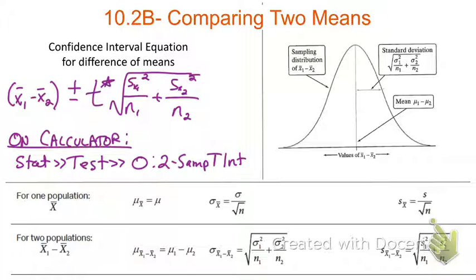Okay? So just to make sure you guys know, for one population, that's what we did earlier this week. And then for two populations, that's what's on this second line here. That's just the difference between the means. That's the mean of the distribution, and the standard deviation is over there. Cool? All right, so that's all the theoretical junk. Now let's actually do a problem, okay? Okay, here we go. Let's do a problem.